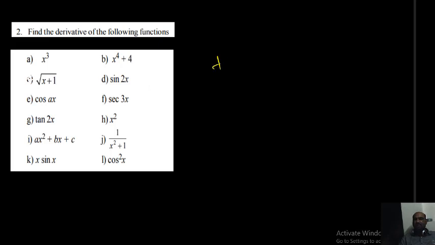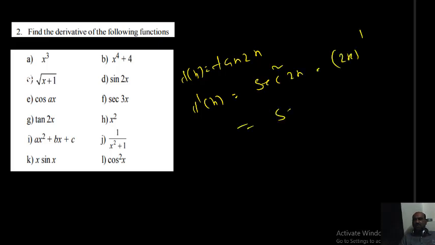Okay, no. Tan 2x is given. F of x is tan 2x. F dash of x you want. Tan x differentiates to secant square x. Tan 2x gives secant square 2x into the inner 2x differentiation. That is secant square 2x into 2, or I can say 2 into secant square 2x. Okay.